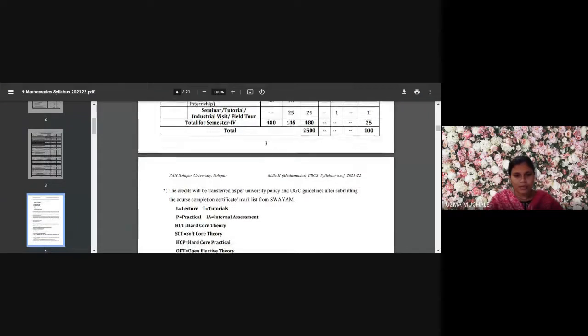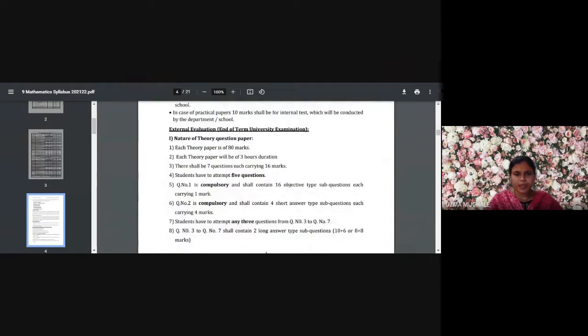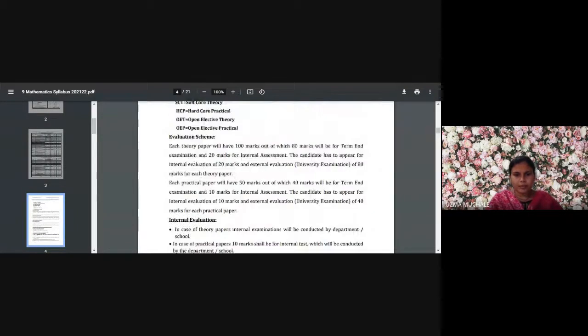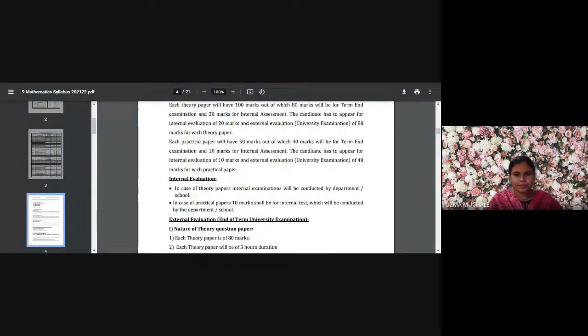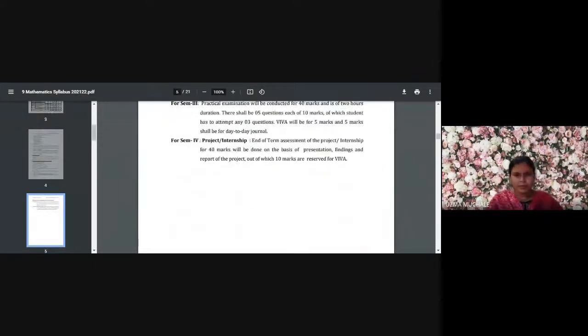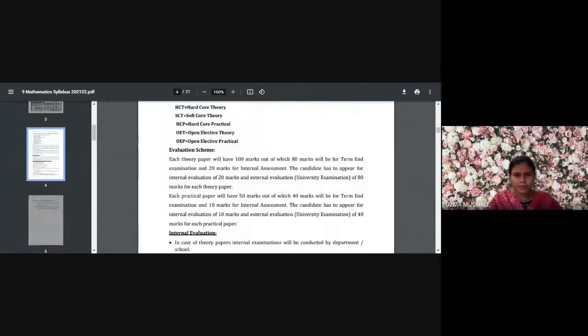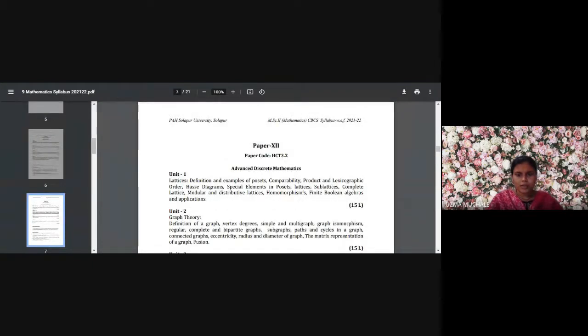And again you have a seminar. Okay, so this is what has been provided, showing how the distribution of marks is there. Here you can see the 100 marks paper is 80 marks, and 20 is the internal contribution, and the practical paper is of 50 marks, out of which 40 marks are for the theory exam and 10 marks for the internal assessment, right? So here you can start with the syllabus.